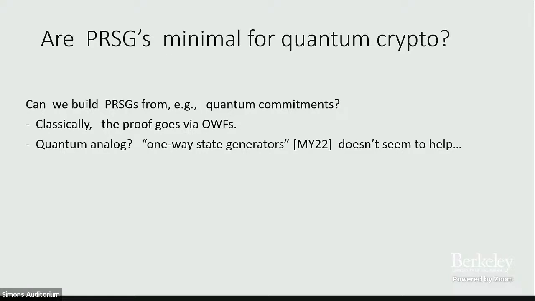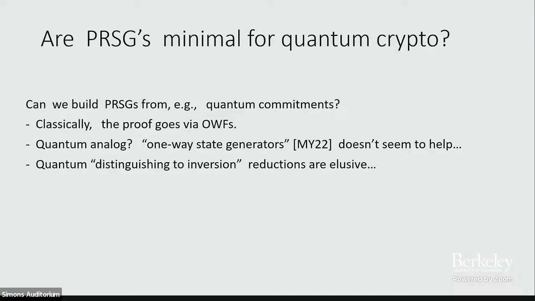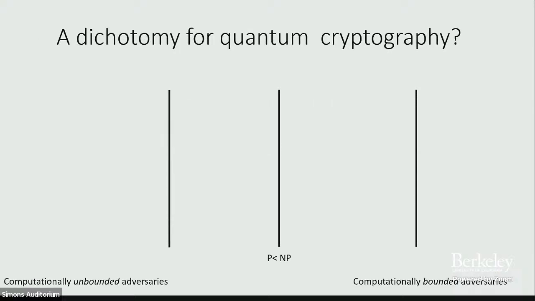There are these one-way state generators that Mark was talking about in the morning. It doesn't seem to help, right? In particular, the issue is that in the quantum world, this distinguishing to inversion, to the deciding to search, doesn't really work in the way that we'd like it to work. We'll not get into details here, but it really doesn't work, right? So those things are not clear. It's not clear what's going on.